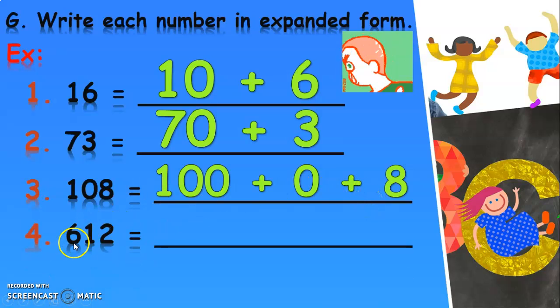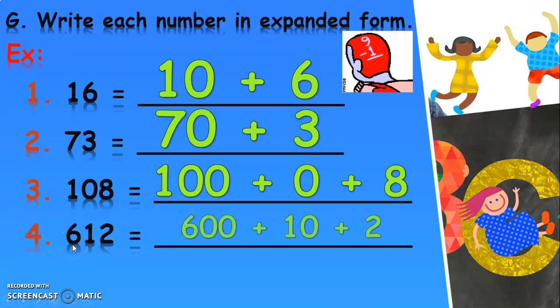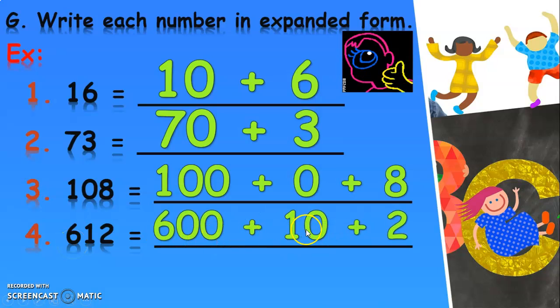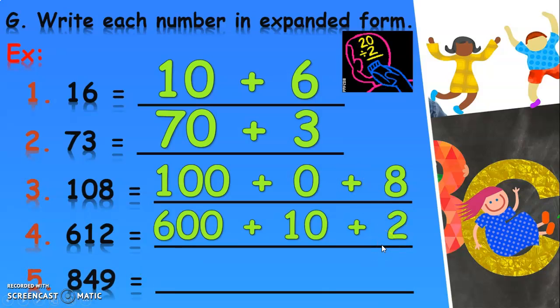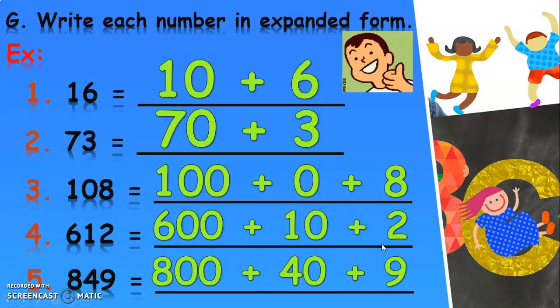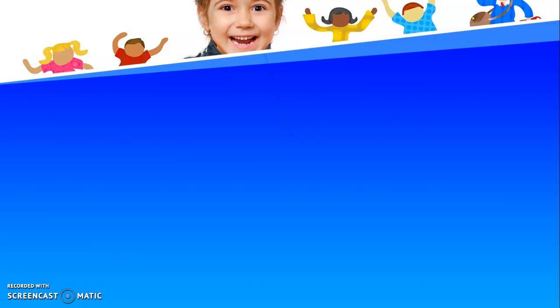Number 4, 612 equals 600 plus 10 plus 2. 6, the digit value is 600. 1, its digit value is 10. And then you have 2, its digit value is also 2. And for the last number, 849 equals 800 plus 40 plus 9. Now, how many correct answers were you able to get? Are you ready to go to the next part?